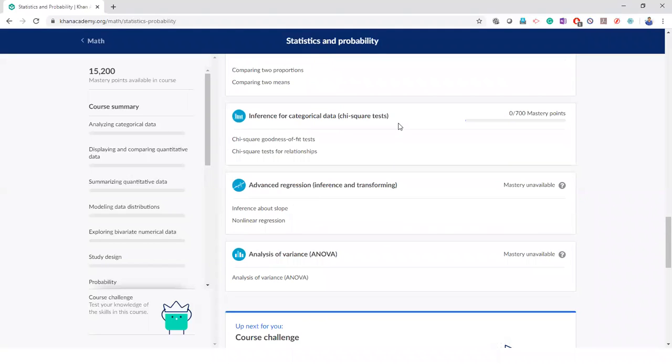Chi-square test or chi-square analysis is used when you're comparing one categorical variable to another categorical variable. I won't go into much detail, but this is again important. Advanced regression is the explanation of a continuous variable based on other variables, and this is important. ANOVA is the explanation of a continuous variable across categorical variables.